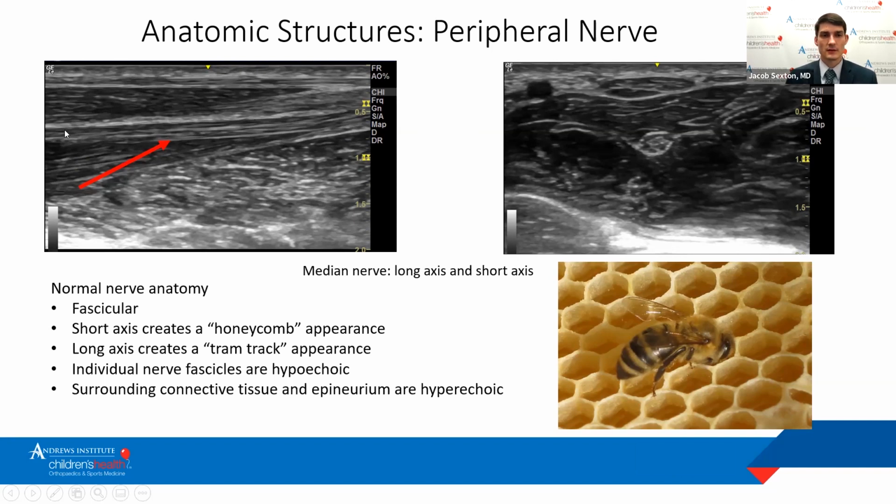So classically, peripheral nerves in long axis are going to have a tram track appearance, while those in short axis are going to have more of a honeycomb type appearance. If you look at this picture here, you can see how it takes on that nice honeycomb appearance. You've got these nice little hypoechoic circles within, representing each neural bundle, with the hyperechoic elements representing the blood supply and the fascial covers of the individual nerve bundles, while the entire structure is the nerve. So this is the median nerve here.